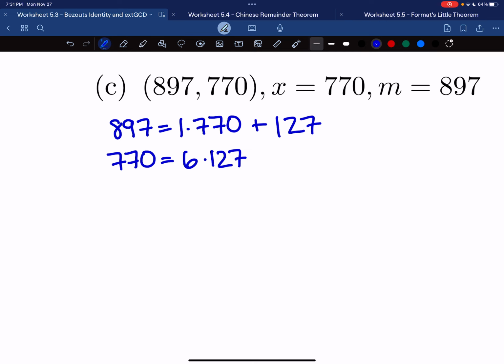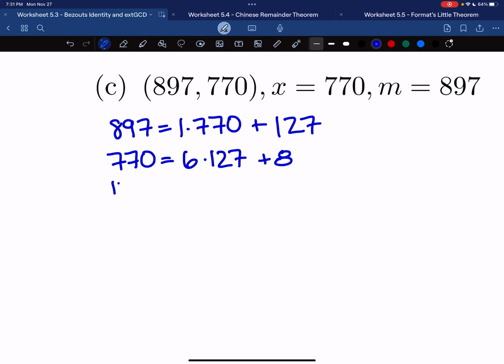Let me check that: 6 times 127 is 762. Is that right? Hold on. 6 times 7 is 42, and 6 times 2 is 12, 16, 1, 6, 7, 62. So that is not right. I was off by 1, an off-by-1 error of a different variety. So we're going to add an 8 in there.